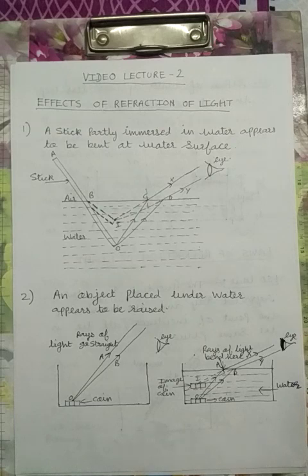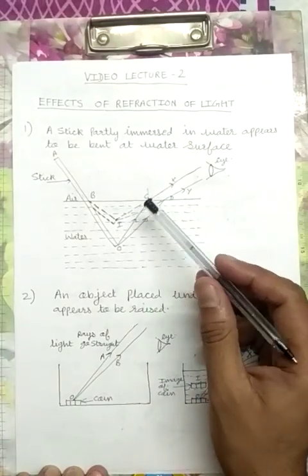Now the first effect of refraction of light is that a stick partly immersed in water appears to be bent at the water's surface. So here we have a stick that is partly immersed in water and held obliquely, so this straight stick appears to be bent to us. This apparent bending is caused by refraction of light when light passes from water into air.